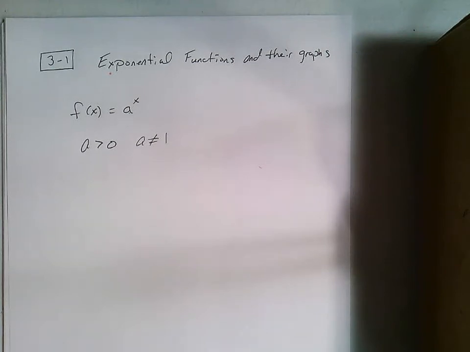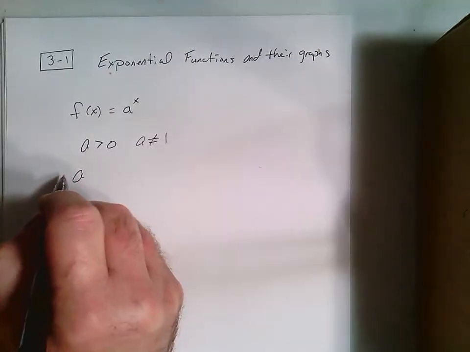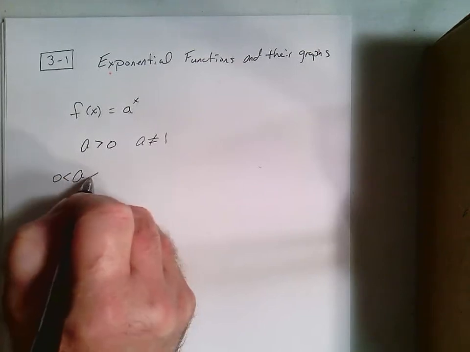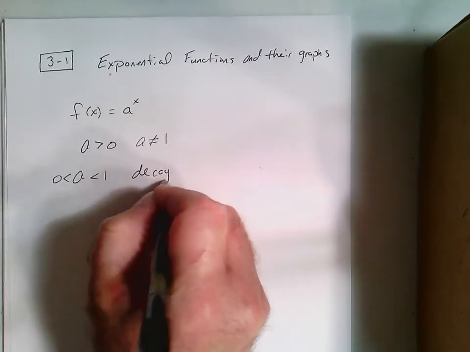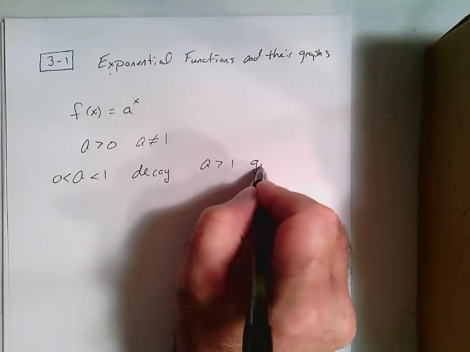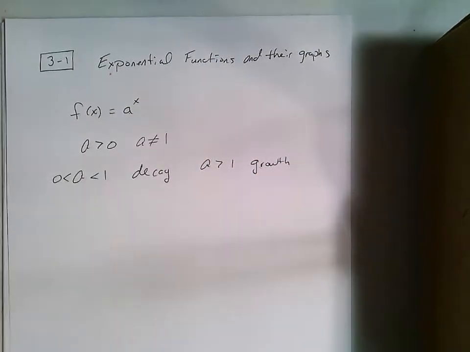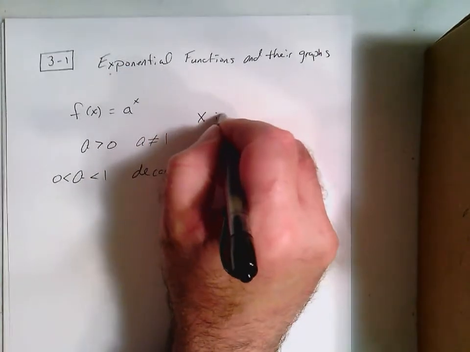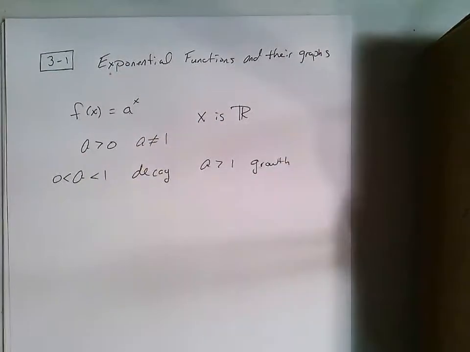So the base has to be something that can either grow or decay, depending, right? If a is greater than 0 but less than 1, we're talking decay. And if it's greater than 1, we're talking growth. Also important, and it affects the graph as well. x can be any real number you want it to be. So it can be a decimal. We have rational exponents. We have all sorts of things.